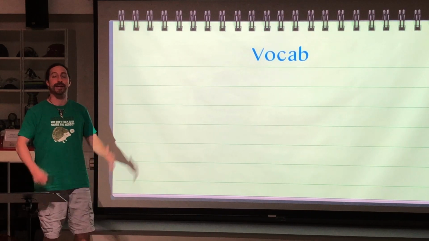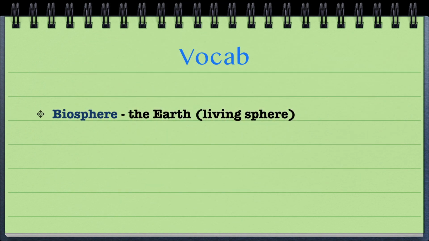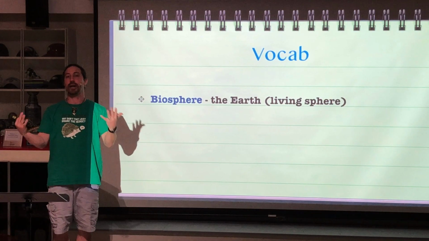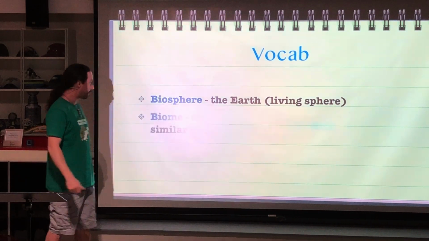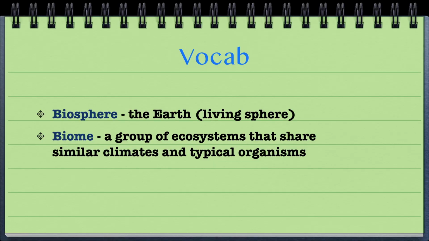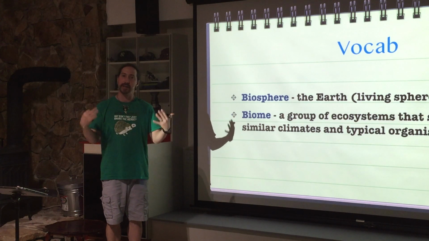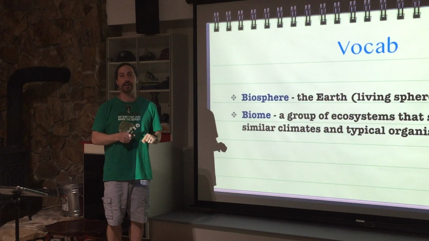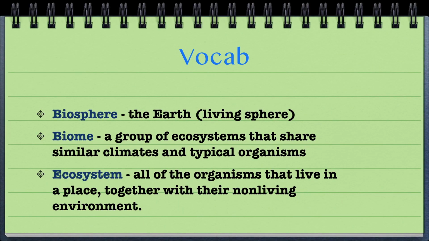So a little bit of vocab to get us going in our unit on ecology. First thing is biosphere. We're just going to work our way through all the different levels. The biosphere, very simply, is the Earth. It is the living environment that we have on this planet. Next, we have a biome, and it's a group of ecosystems that share similar climates and typical organisms. In a little bit, we're going to be looking at what climate really is, but hold off for a second on that. Next is the ecosystem. That's all of the organisms that exist in a place together with their non-living environment.